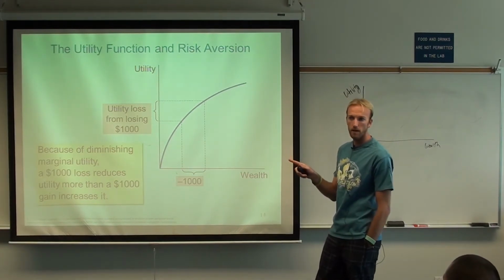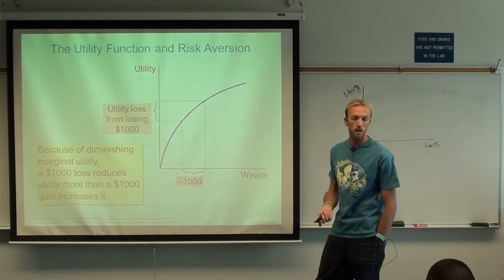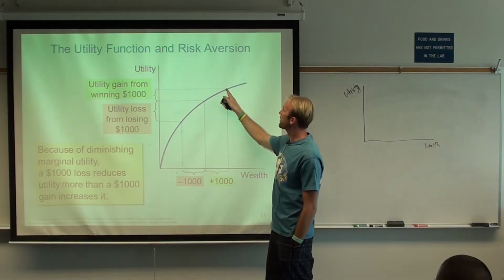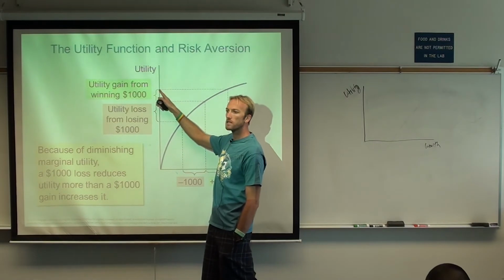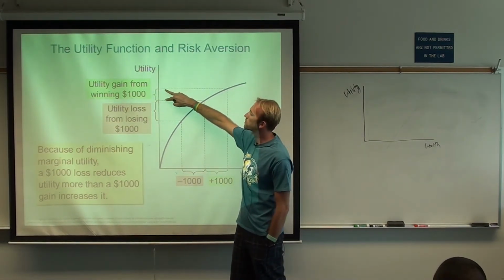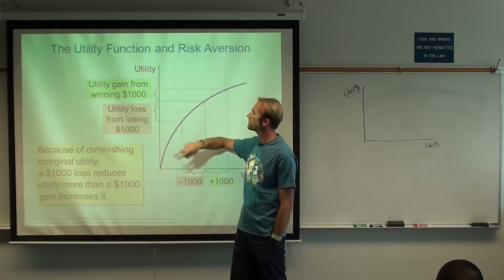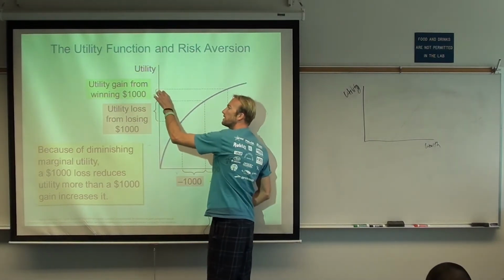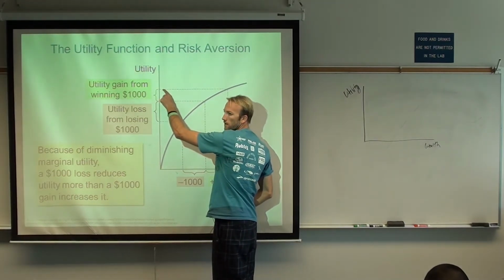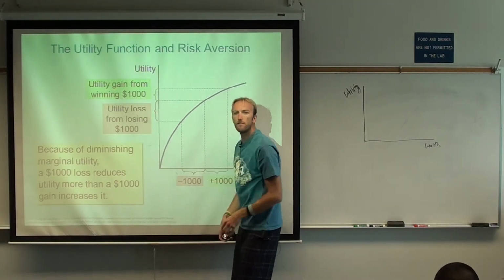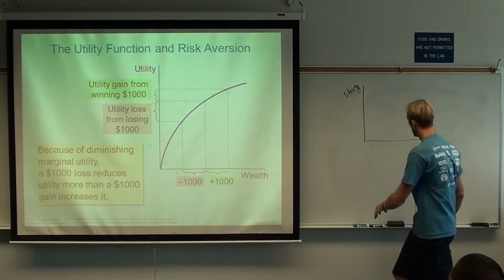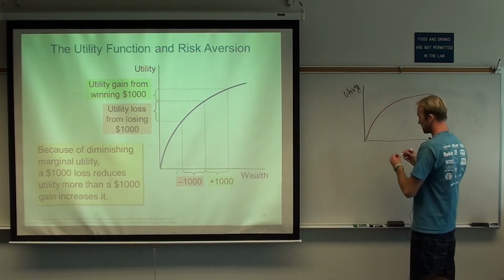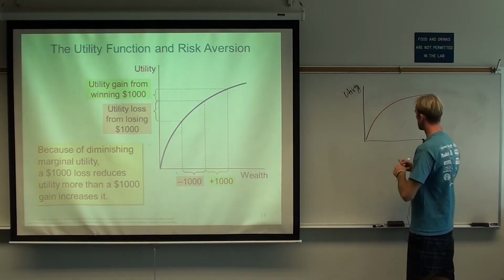Everybody understand how that went? But let's say you win $1,000. So you win $1,000, you get here. How much happiness is that going to give you? It's going to give you this level. How much additional utility do you get from winning 1,000? It's only that much. It's way smaller. Do you see? The happiness you get from winning money is less than the happiness that you get from losing the money.